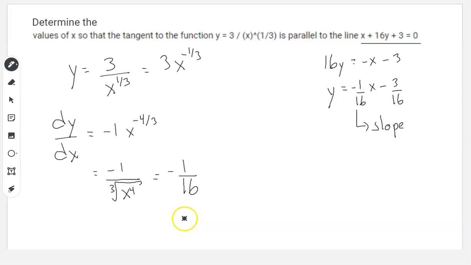So if we set them equal, we can figure out for what values of x this is true. So this just reduces to the cubic root of x to the 4 must equal 16. So that gives you two possible values. x can be 8 or x can be negative 8.